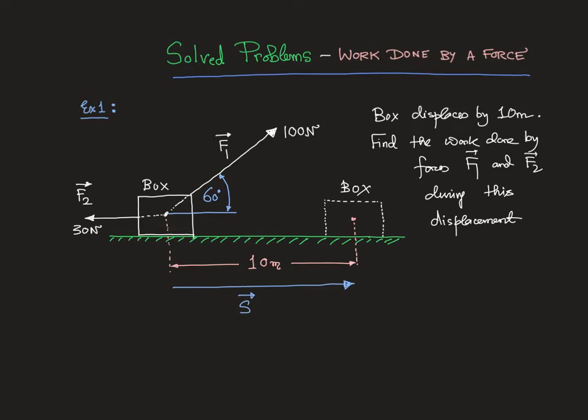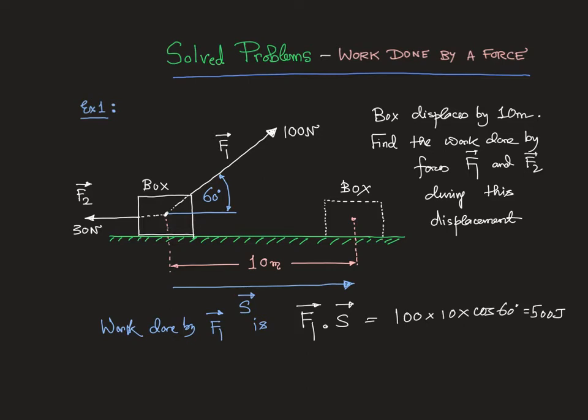So the work done by force F1 is how much? As these are all constant forces, it is F1 dot S. That means F1 is 100 Newton multiplied by 10 multiplied by cosine of 60 degrees, the angle between them. So this makes it 100 into 5, that is 500 joule.